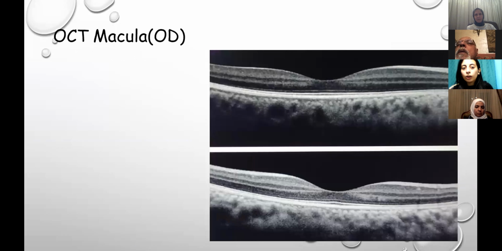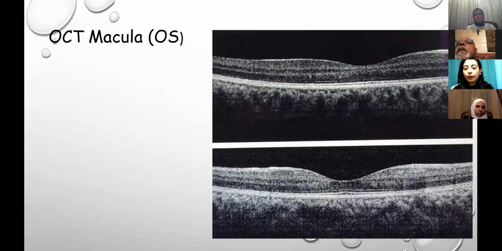We checked for the OCT macula to see the retinal nerve fiber layer. It was difficult in this patient to do an OCT optic nerve head due to improper fixation. But here, the retinal nerve fiber layer in the right eye, in the left eye, grossly, it looks thinner, and yet we needed to do accurate measurement, but it was impossible in this patient.